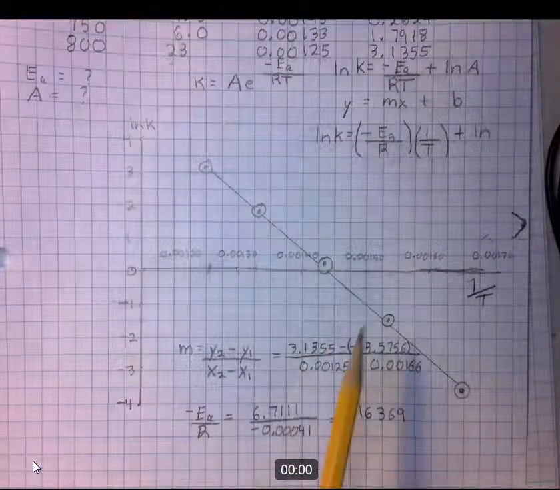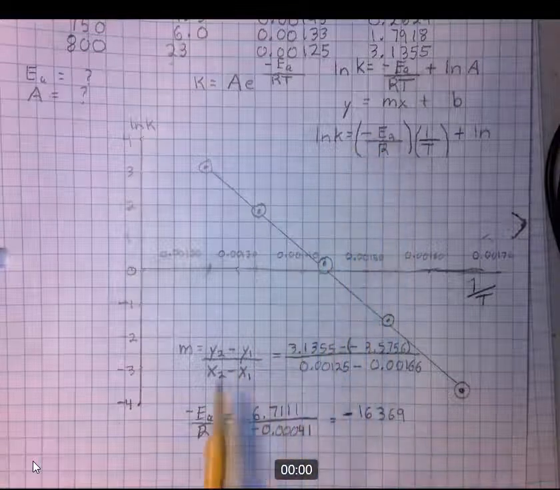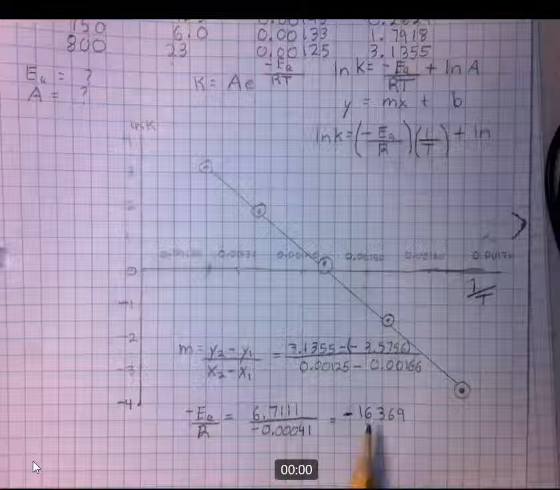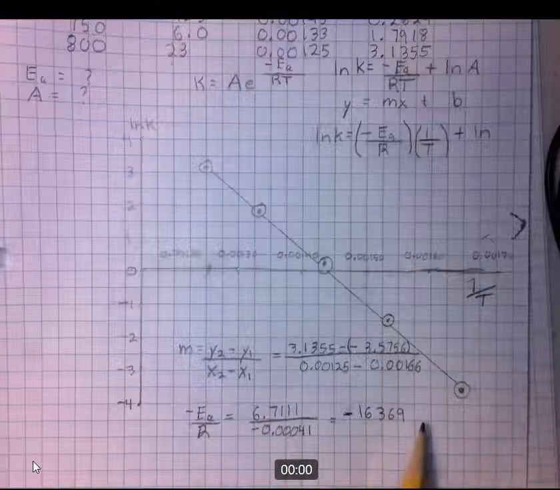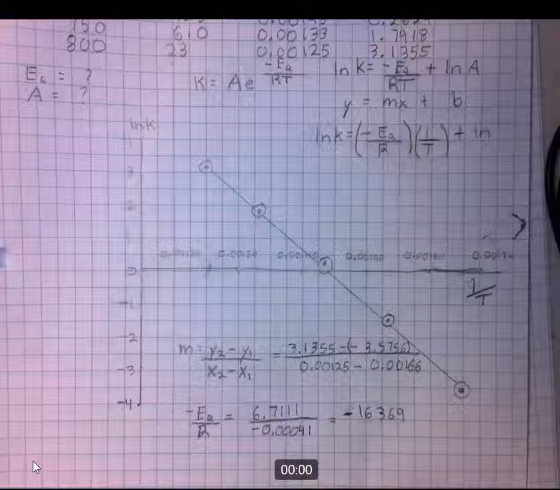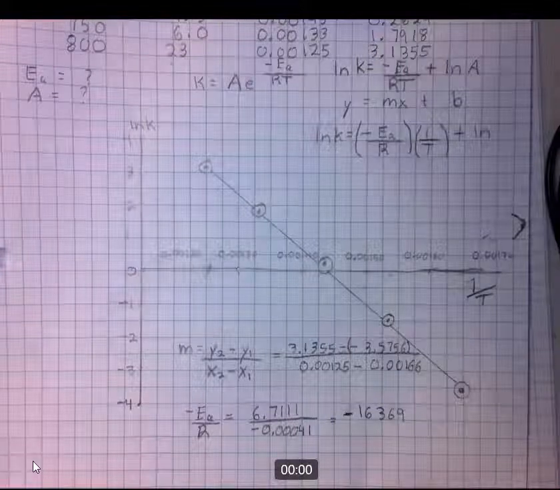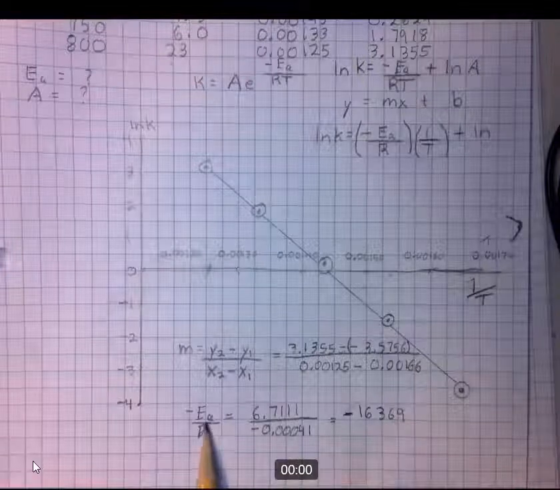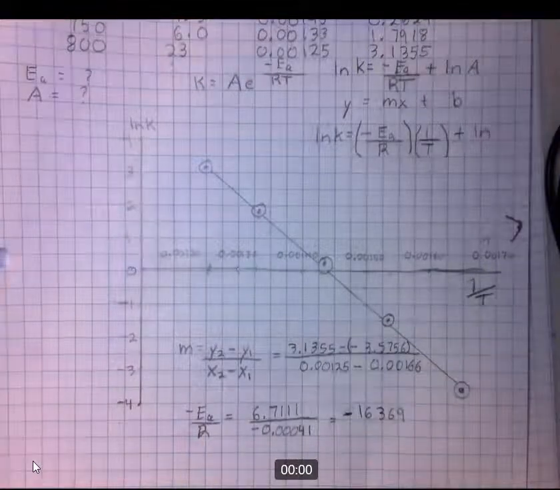Okay, so again, the slope we found out up here is this. And if we run these numbers, we get this. There's a bunch of decimal places after the decimal, but since we already have 5 significant figures there, I'm going to leave it there. So it's negative 16,369. So we do know the value of R.